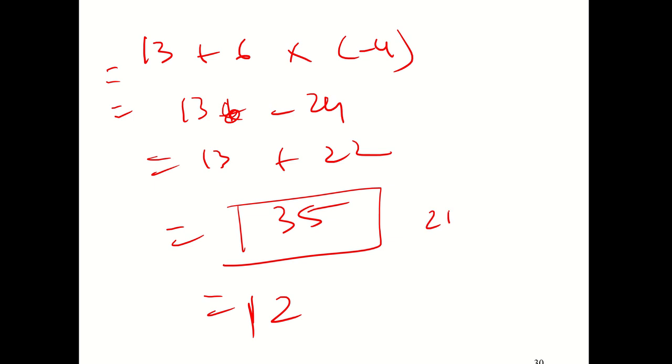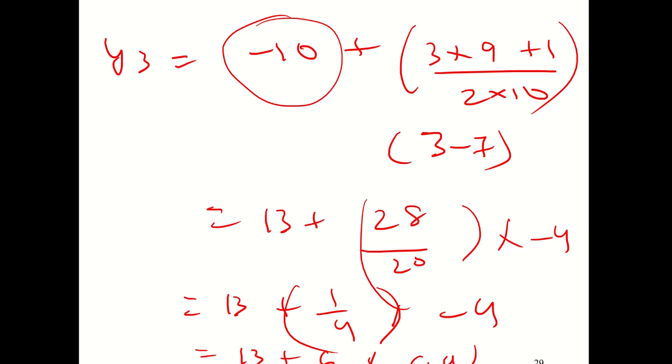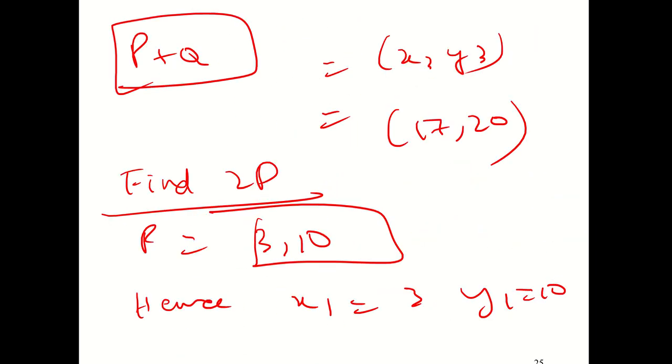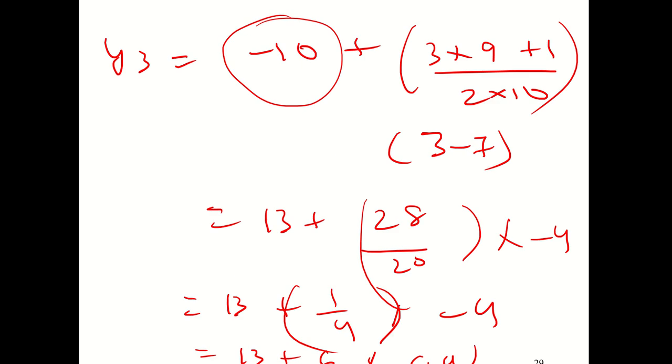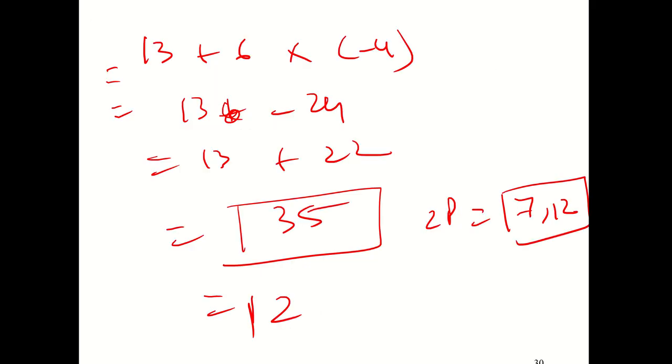So 2p is 7 comma 12. Here is what we have found out so far. p plus q is 17 comma 20, and the value of 2p we got as 7 comma 12. This is it.